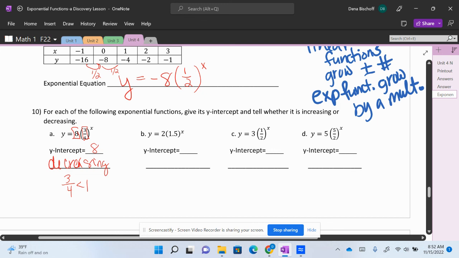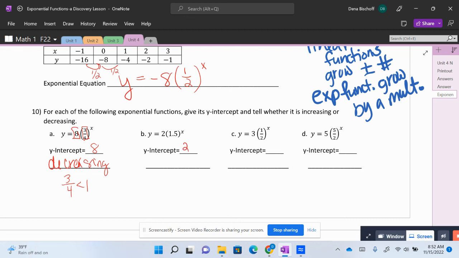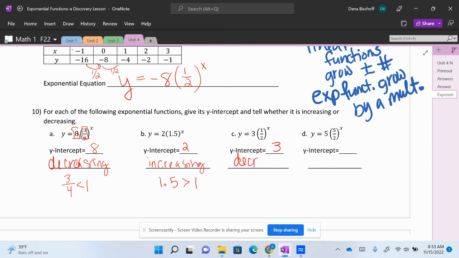What about B? Is it increasing or decreasing? Oh, sorry. What's the y-intercept? I got ahead of myself. 2. Is it increasing or decreasing? It's increasing. Why? Because 1.5 is greater than 1. Let's look at example C. What's the y-intercept? 3. Is it increasing or decreasing? It's decreasing, because 1/2 is less than 1.